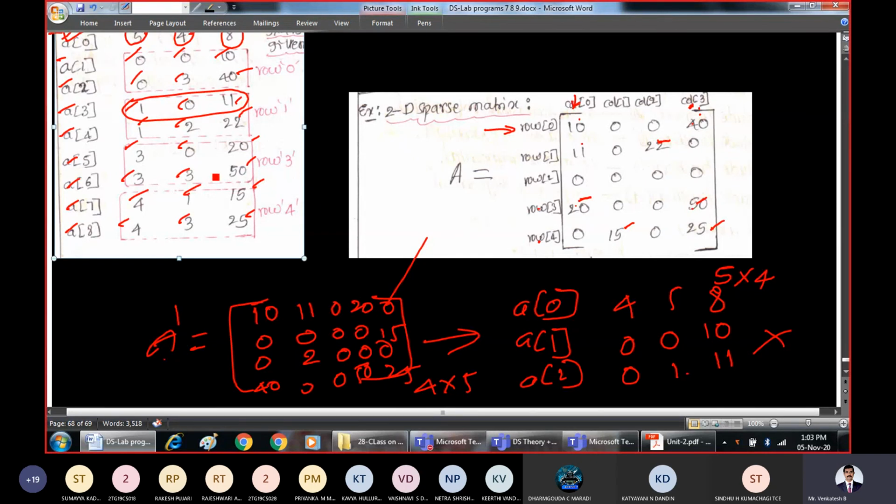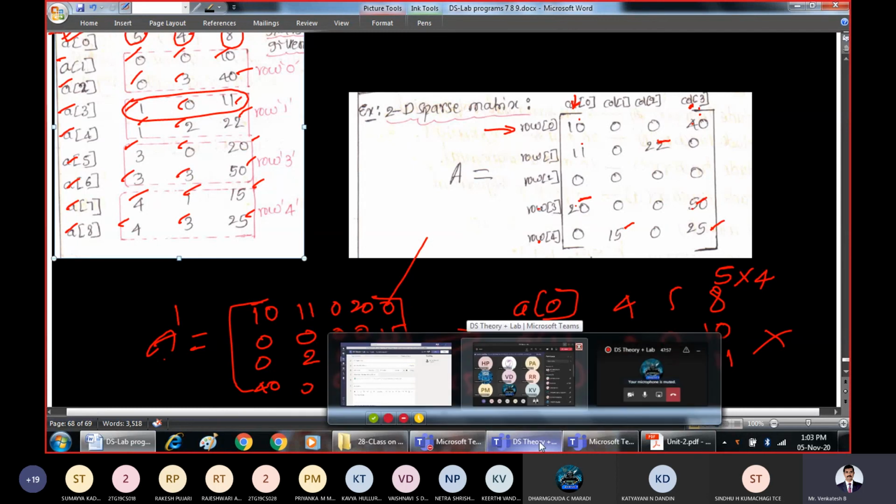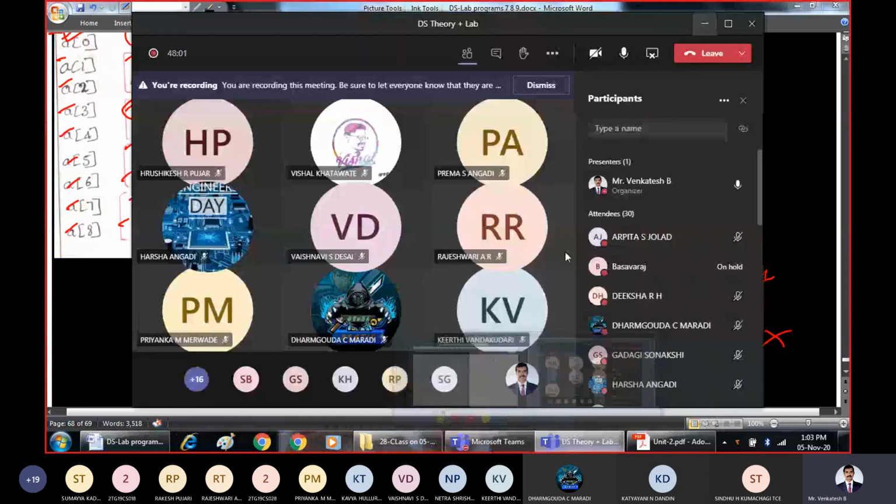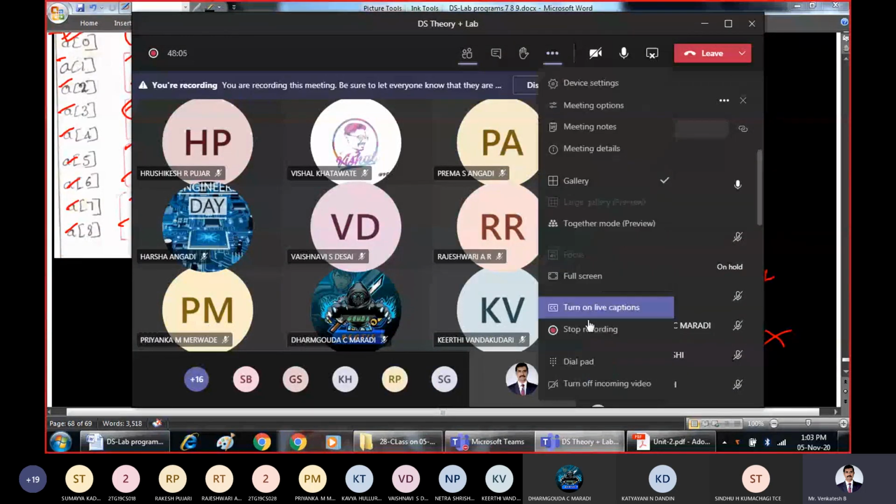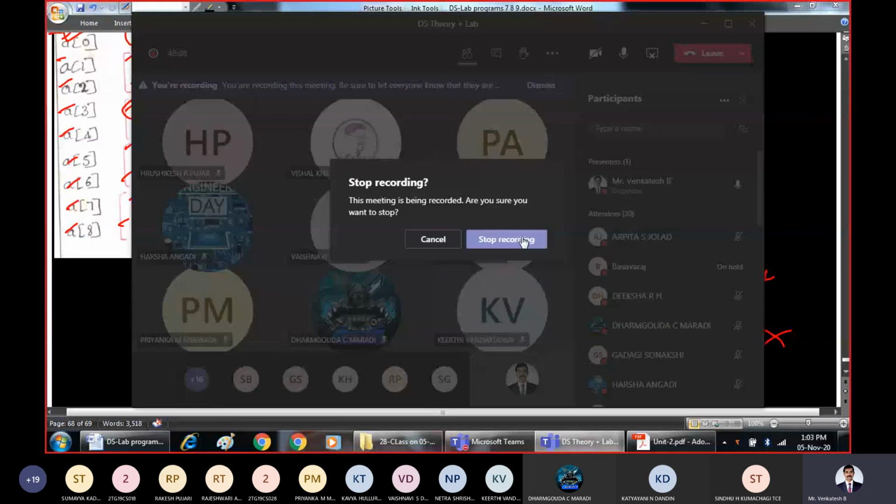So these things will be asked of you to write. Given the sparse matrix, write the triplet representation, or for the given sparse matrix, find the transpose, then write the triplet representation. So this is the representation of the sparse matrix, nothing but the triplet representation of the sparse matrix.